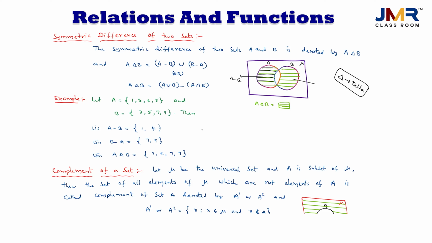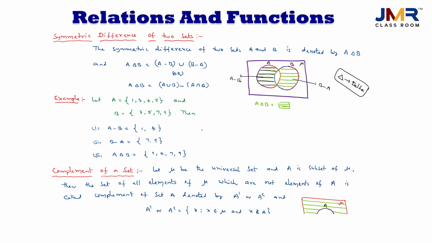This is B minus A. Union means you have to collect both the parts. A minus B union B minus A is A delta B, or one more formula, the same shaded part we get from A union B minus A intersection B also.